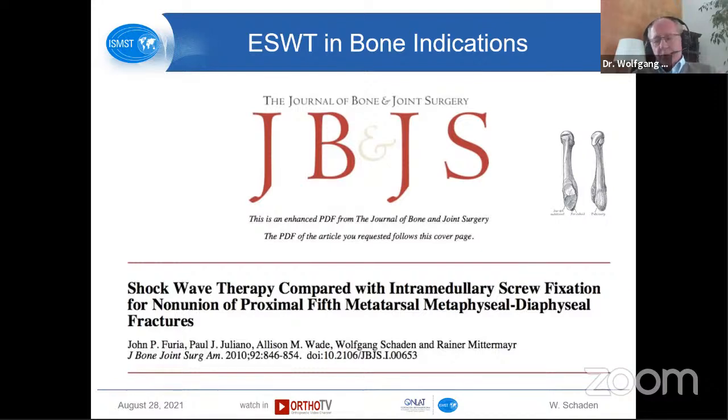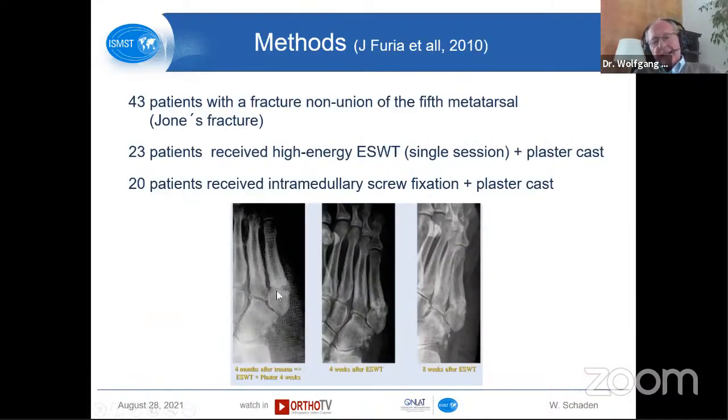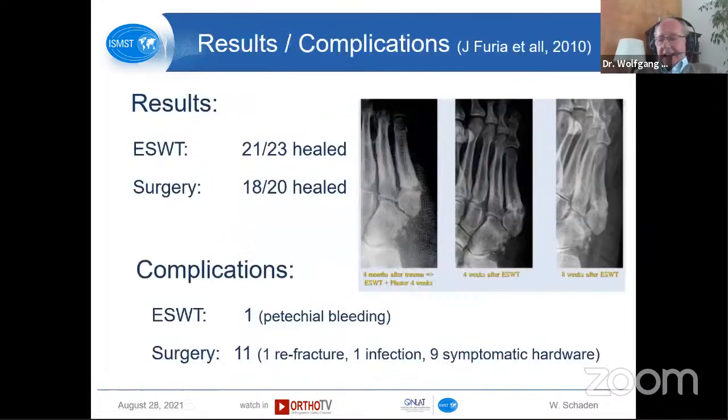One, where we also worked with John Furia, deals with fifth metatarsal non-unions at the base of the fifth metatarsal, which very often affects athletes. 23 patients in Austria received high energy shockwave in a single session and then a plaster cast for 6 weeks. And 20 patients underwent surgery in the clinic of John Furia with an intramedullary screw fixation and also a plaster cast for 6 weeks. Let's have a look at the results. 21 out of 23 healed in the shockwave group, 18 of 20 healed. So there is no difference between surgical procedure and shockwave.